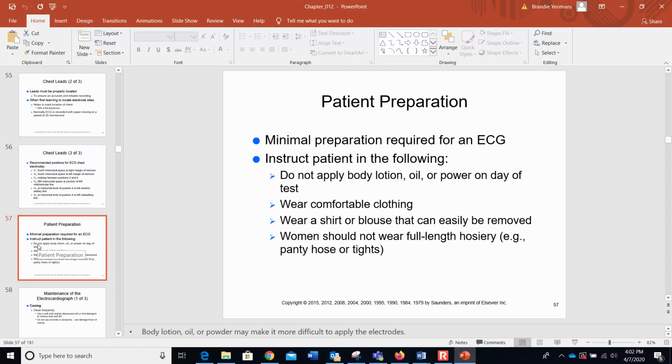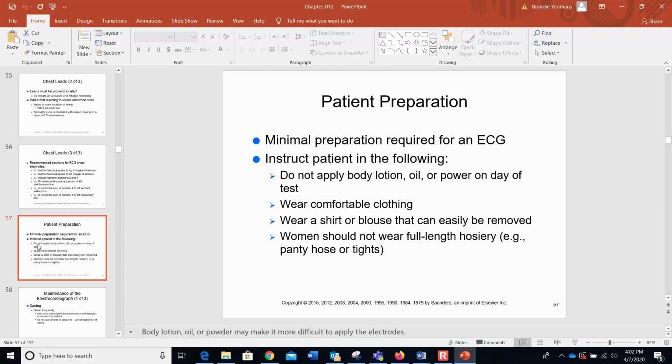So, what does the patient have to do? We have to remember to prepare our patient, tell them how to be best prepared for this ECG. So, why don't the leads stick sometimes, or the electrodes stick? Because of body lotion. So this is what we're going to do. We're going to tell them, don't wear body lotion, no oils, no powder for that day, because powder will oftentimes make the electrodes not adhere to the skin as well.